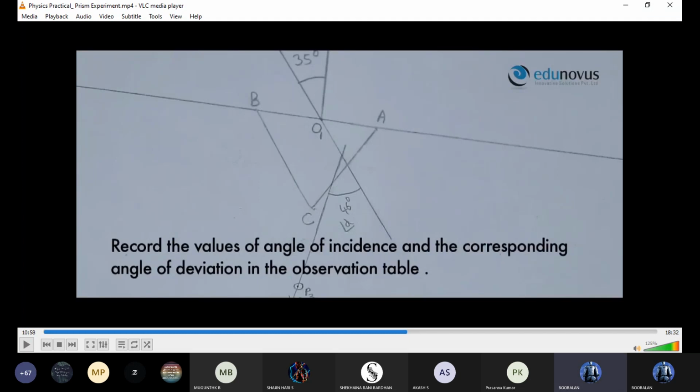Last time some students got low marks based on this experiment. They measured here 35 degree, 46. But after finding the value, it is not 35, it is 30 degree. Angle of deviation around 42 something. So the entire graph is wrong.